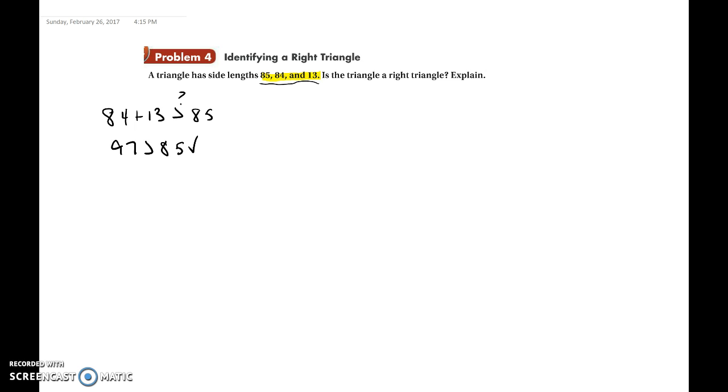All right, then we have to say, is it a right triangle? That means it would satisfy a squared plus b squared is equal to c squared. Now remember, the only letter that matters is the c, or our hypotenuse. But we don't know which one's our hypotenuse in this example. In order for one of these three to be our hypotenuse, it would have to be the largest number. So if this is going to be a right triangle, then 85 would have to be the hypotenuse. So then we just plug in 13 and 84 for our a and our b.